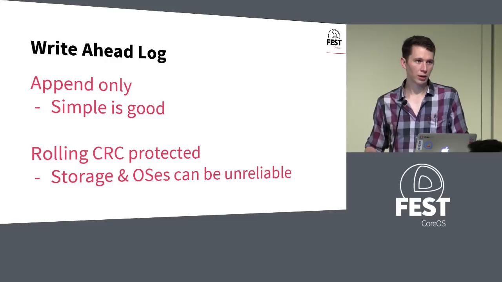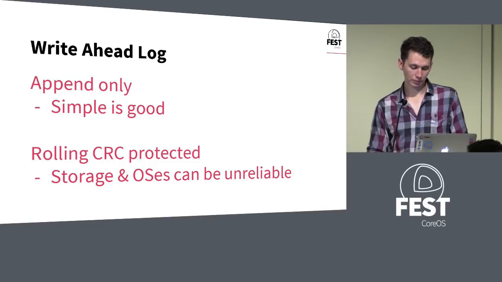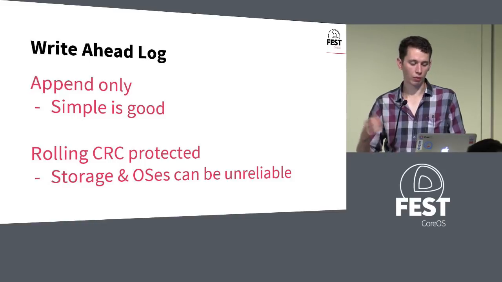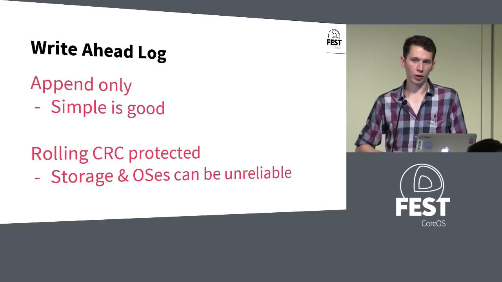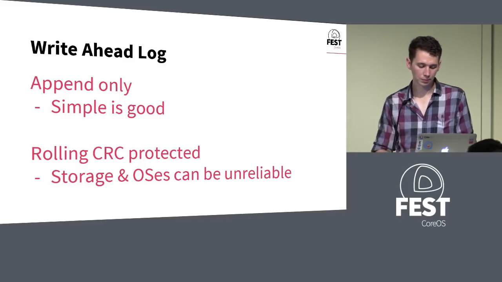You want the simplest possible thing to persist to disk. So essentially every time a change comes into etcd, we append it to the end of this write-ahead log. Simple is really good in these systems that need to persist. And then over the log, we have a rolling CRC checksum. This is because the underlying disks and OSs can be unreliable in actually getting your bytes to disk, or when the machine recovers from reboot, the bytes that you thought you put to disk may not actually be the bytes that you recover.